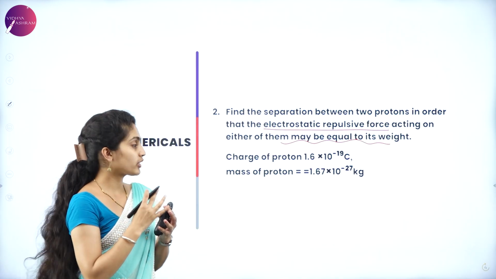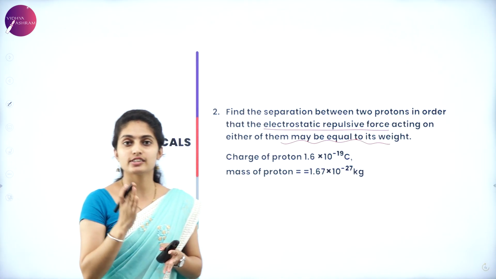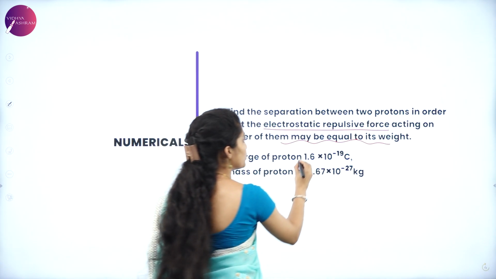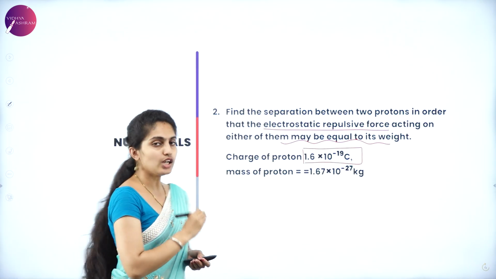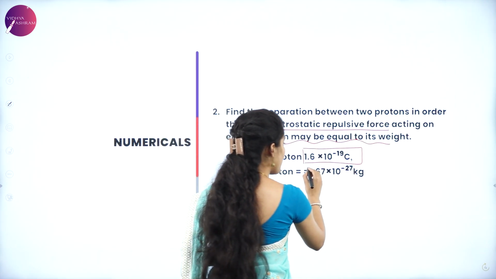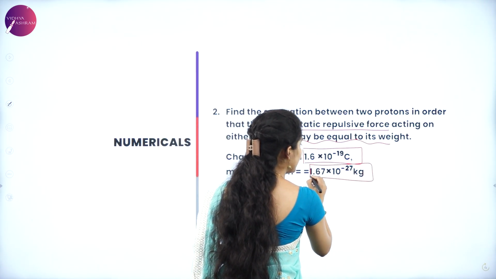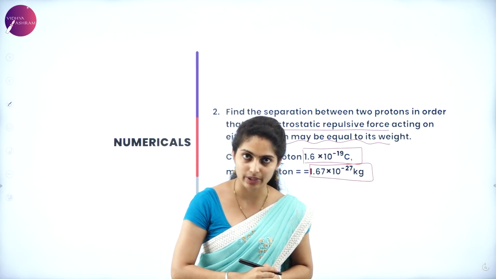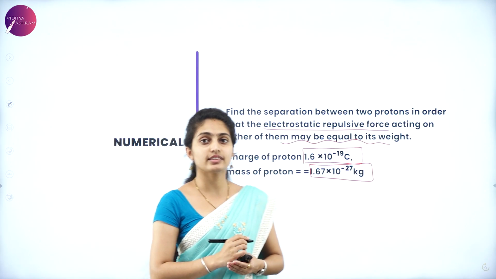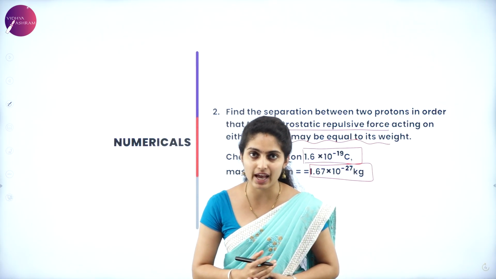Okay. So what is the charge of the proton? It is 1.6 × 10^-19 coulomb, and the mass of the proton is 1.67 × 10^-27 kg. Okay, so this is the set of questions that we are having.